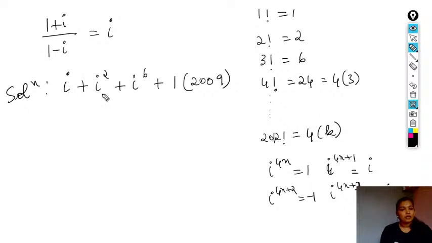Okay. Now what is the value for iota square? Iota square is minus 1. What about iota raised to the power 6? Right, iota raised to the power 6 is of the form iota raised to the power 4n plus 2, that is also minus 1.